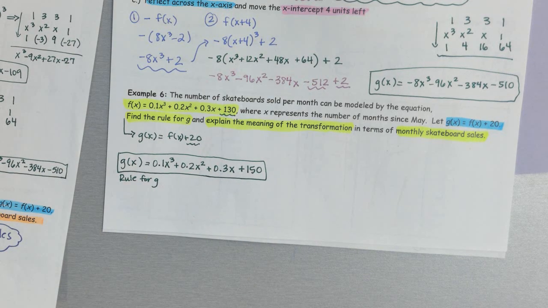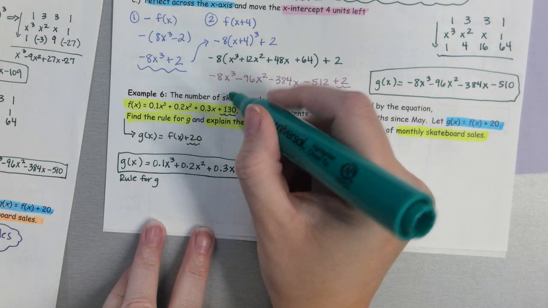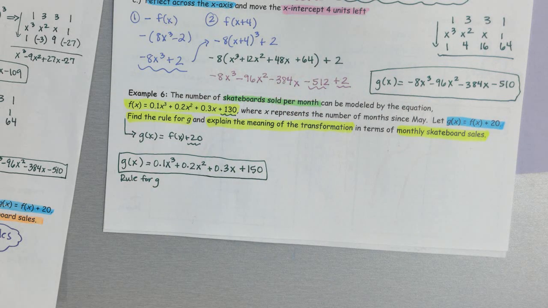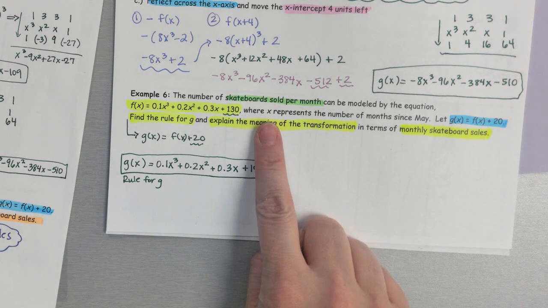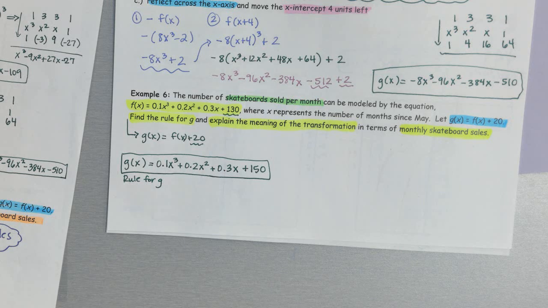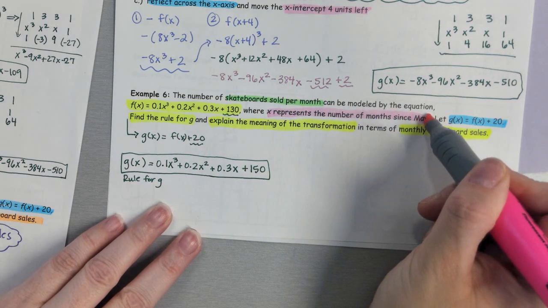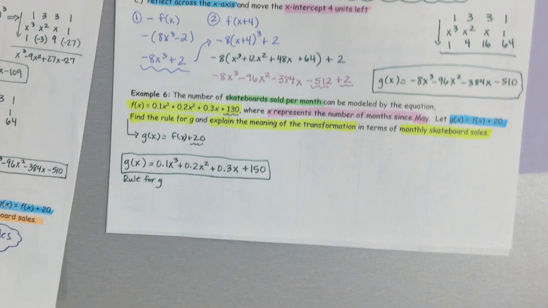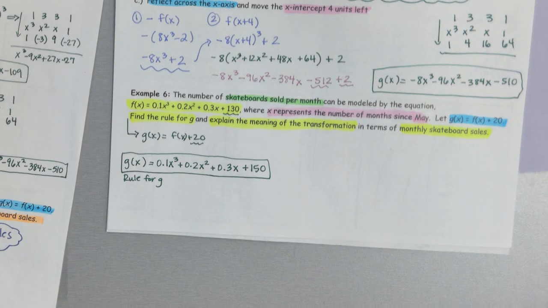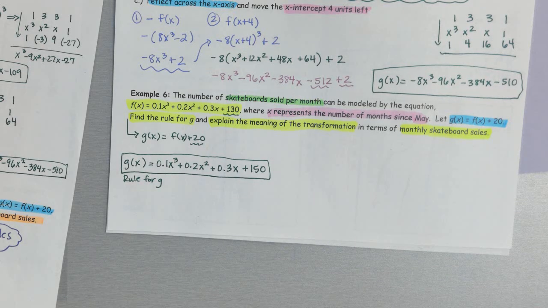Okay, now we have to explain the meaning of the transformation. Okay, so what we have to do is we have to understand what our input and our output is. Okay, it says the number of skateboards sold per month is modeled by the equation. So does that represent our input or our output? What's our input of the equation? The input is going to be our x value, right? And what does it tell us that x represents? Okay, so x represents the number of months since May. That's going to be our input, which means the skateboards sold per month is going to represent what? That's our output, that's our f of x, okay?